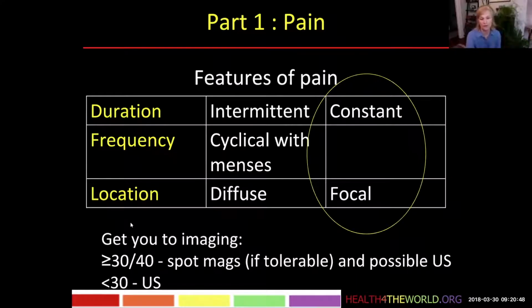And if a woman is over the age of, say, 30 or 40, depending on your practice, where you work, we will usually start with mammography and spot magnification views if the patient can tolerate it. If the pain is very bad, then we don't do a lot of mammographic images, and we will start with ultrasound. On the other hand, if a woman is under age 30, we will usually start with ultrasound and then only get the mammogram afterwards if we find that it's going to be helpful.